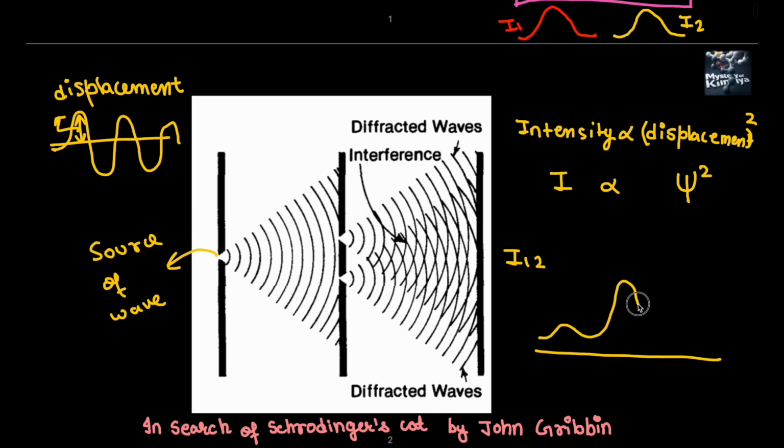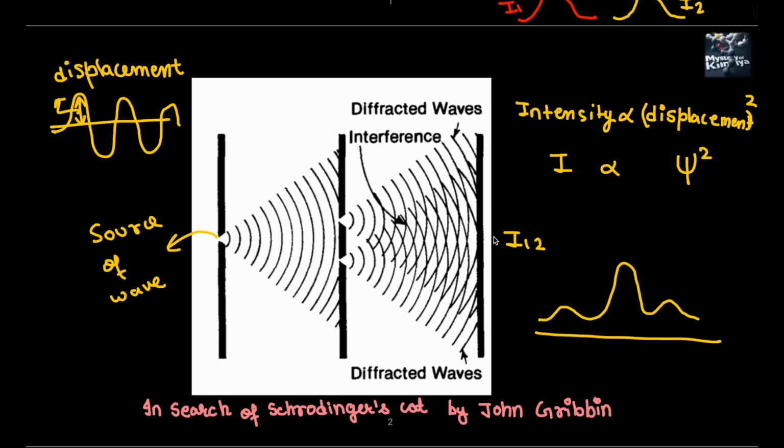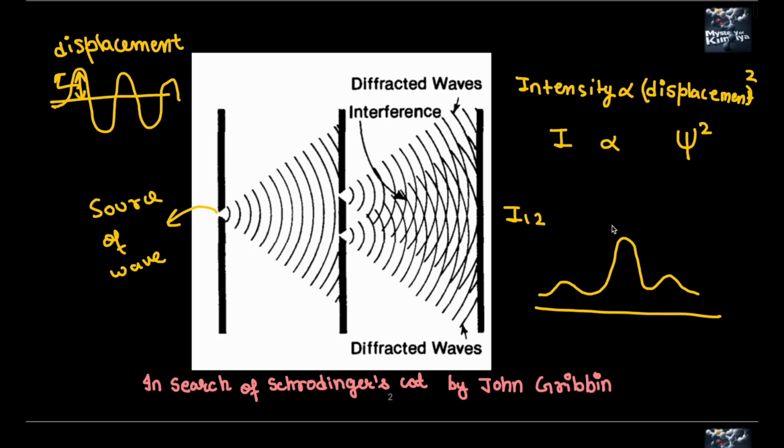In the middle we will see the high density or intensity of waves. So this basically tells us the maximum displacement occurs at the middle portion of the screen, more intensity. And where the intensities were less, it might be due to destructive interference. But here we cannot say that I12 is equal to I1 plus I2, right?